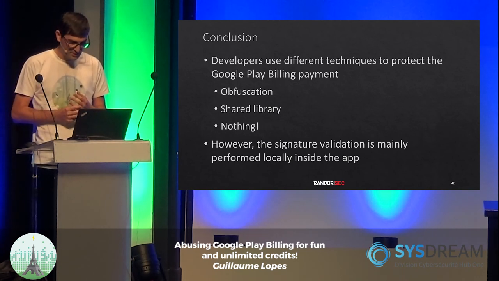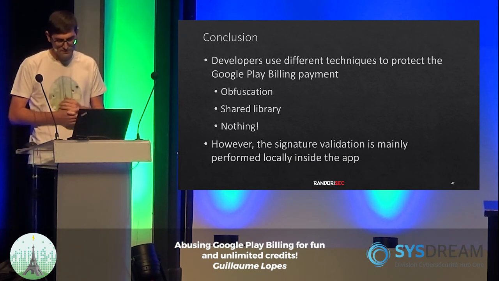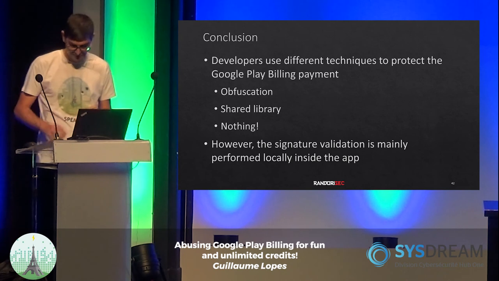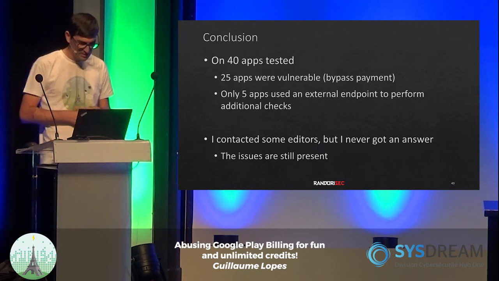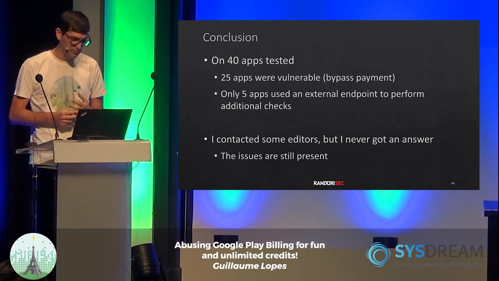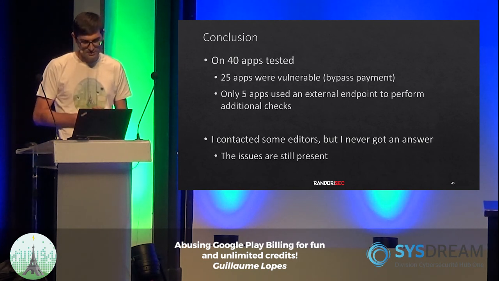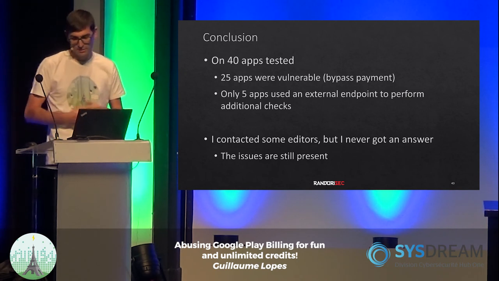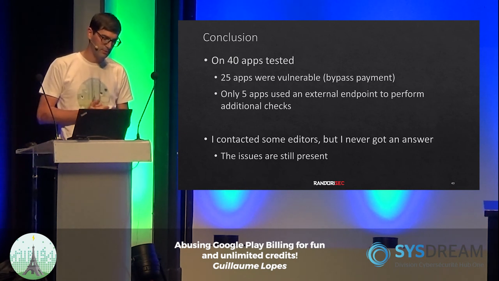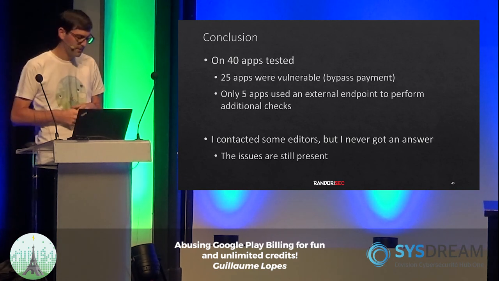But unfortunately, if the signature validation is only performed locally inside your application, you have no way to protect the payment. I tested roughly more than 40 apps. 25 apps were vulnerable. I was able to bypass payments. I can show you all the Android apps I found because some of them didn't respond at all to my solicitation. I found only 5 apps using an external endpoint to perform additional checks regarding the payment.